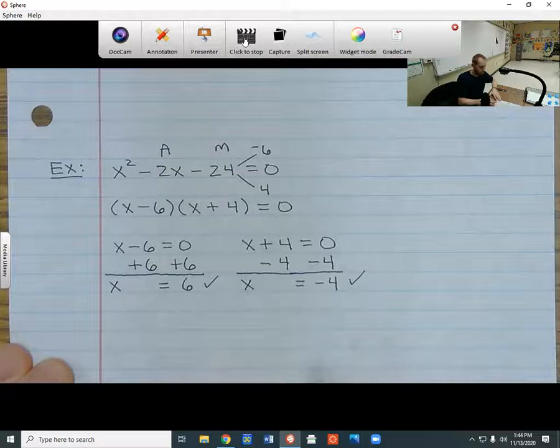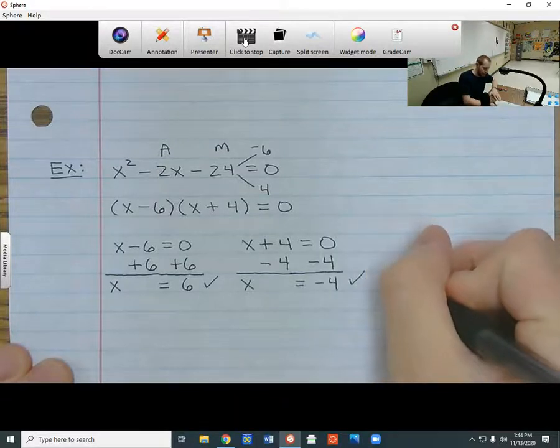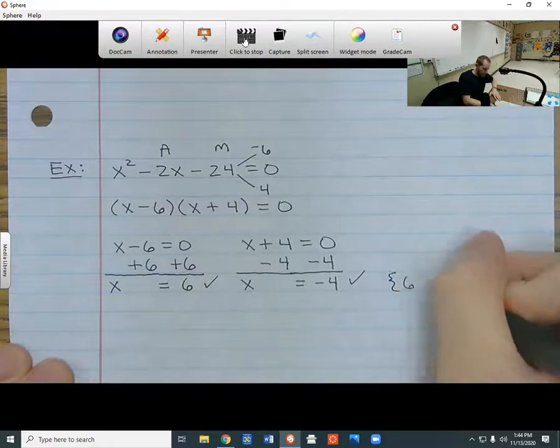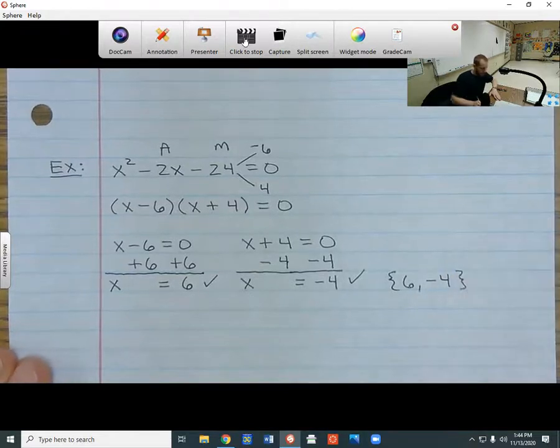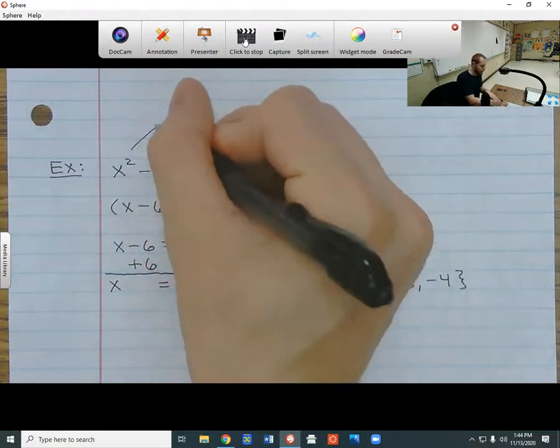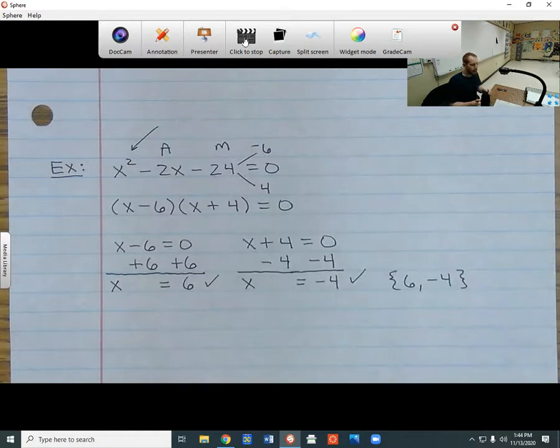So now I can write my solution set, just like I did for the last problem. I put both of my answers in, I separate them by commas, and then I close up the set. So that's how you do quadratic equations. You're actually going to get two answers, because once again, the highest exponent for these equations is going to be this 2 right here. And that's going to tell you how many answers the equation has. So I hope that helps you guys out, and have a good day.